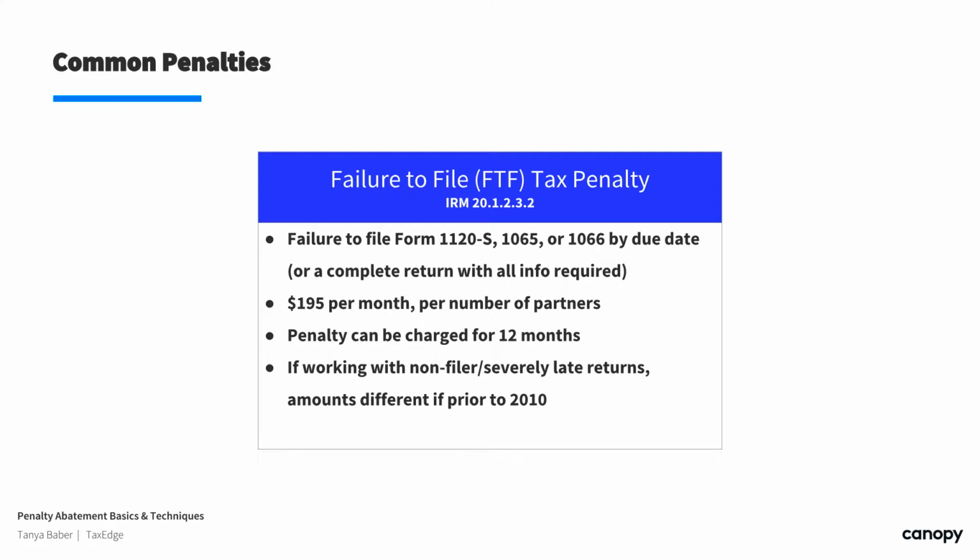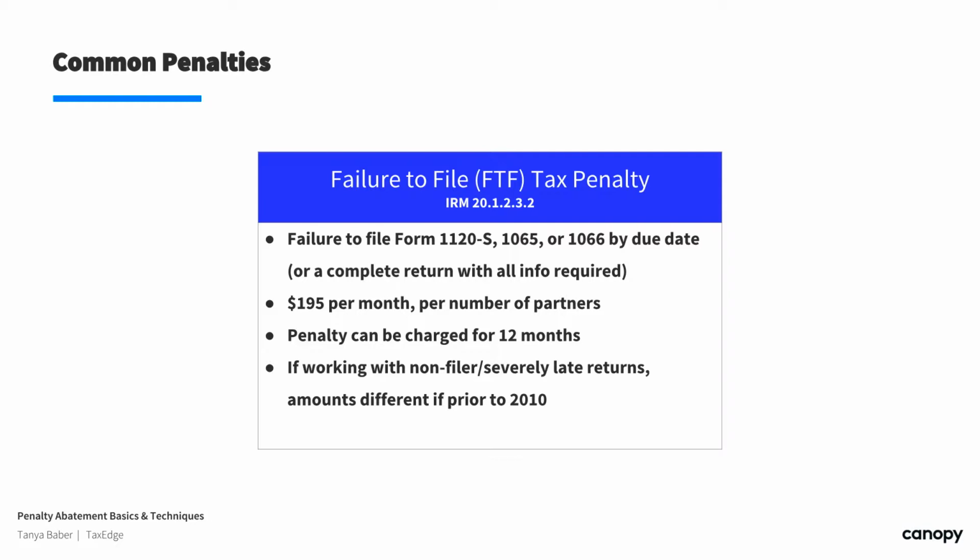So let's say you have a partnership with 3 partners, $195 a month times the 3 partners times the whole year that they're late. It can be charged for up to 12 months. Now, if you are working with a non-filer or severely late returns, those amounts are a little bit different for prior to 2010, but right now you can kind of just say, oh yeah, I know it's $195 penalty per month per owner, partner, shareholder, etc.